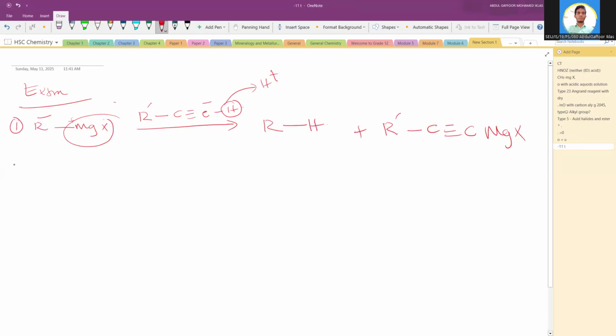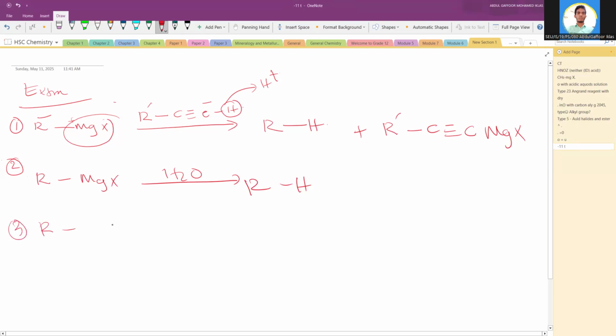So this might be important, but the remaining things are not very important, but you can just know them, right? So let's say we have R MgX. If you put H2O, so it is like acidic aqueous solution, simply RH will come. And the third one, RMgX is there and we have R dash OH, any alcohol. If you put any alcohol, again it will yield RH. And if you put ammonia also, we can produce RH, right?